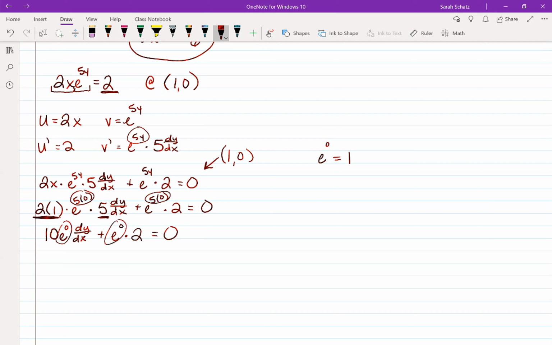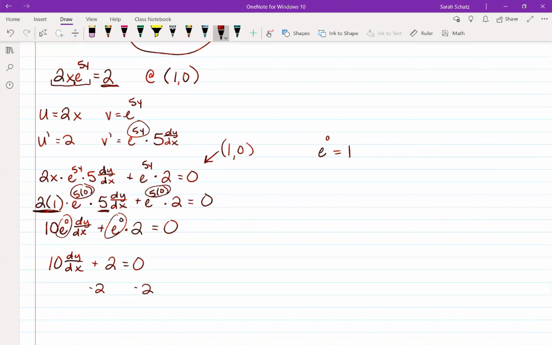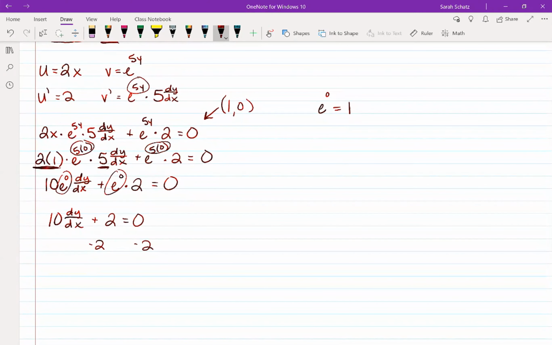So if those two things are just 1, really we just have 10 dy/dx plus 2 equals 0. And then it's real easy to isolate dy/dx from here. Let's subtract 2 from both sides. And then I have 10 dy/dx equals negative 2. And then all I got to do is divide both sides by 10. So dy/dx equals negative 2/10, or I would reduce that and call it negative 1/5.